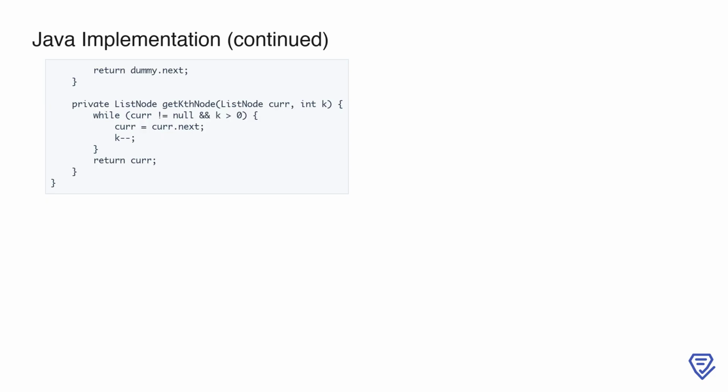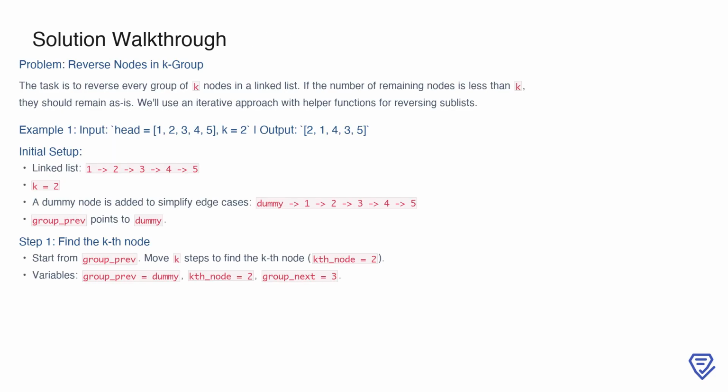This helper method is crucial for determining the boundaries of each group and ensuring that we only reverse complete groups of k nodes. The goal of this problem is to reverse every group of k nodes in a linked list. If the remaining nodes at the end of the list are fewer than k, they are left as is. To solve this, we'll use an iterative approach, leveraging a helper function to reverse sublists of the linked list.